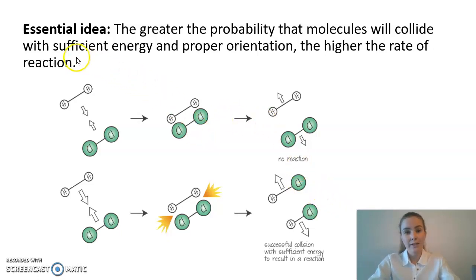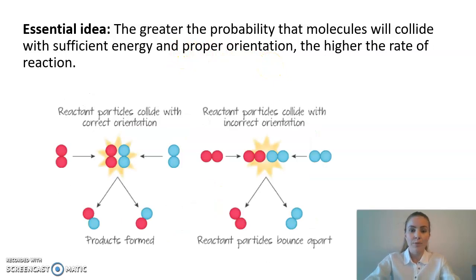So now we know a little about the sufficient energy, but what about the proper orientation? So the proper orientation just says that the molecules need to be aligned so that they can react. So we see at the first picture here that they have the correct orientation for a reaction to happen. So products will be formed. In the other picture, we see that they don't have the correct orientation or the proper orientation. So in this case, no reaction will happen.